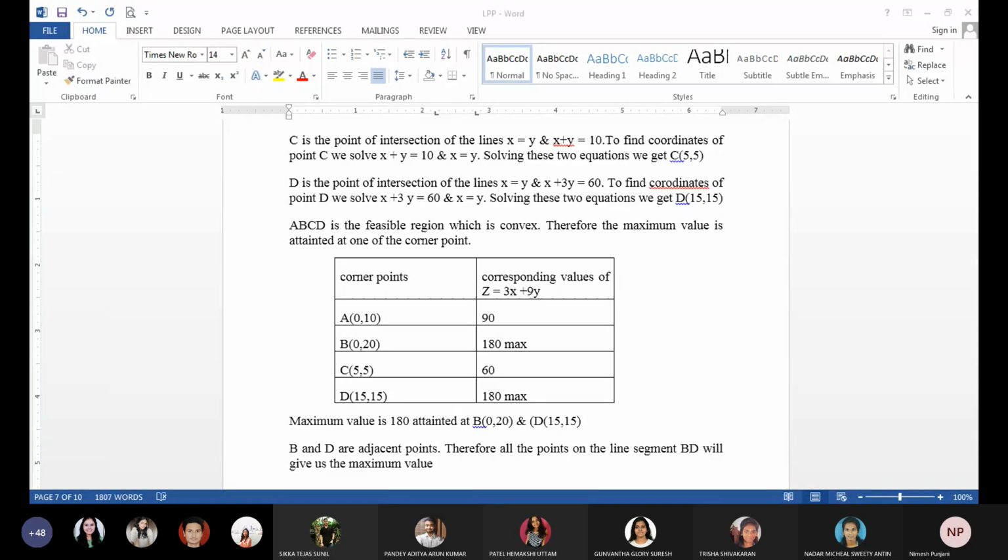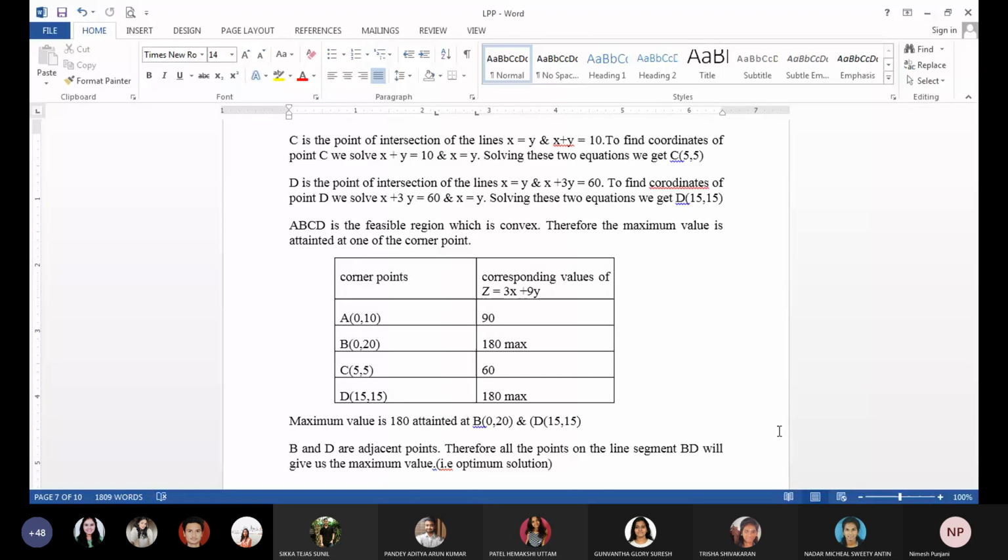Okay, that will give us the maximum value. That is the optimum solution in general. So whenever you observe that you are getting the optimum value at two adjacent points of the feasible region, then the whole line segment will give us the optimum value.